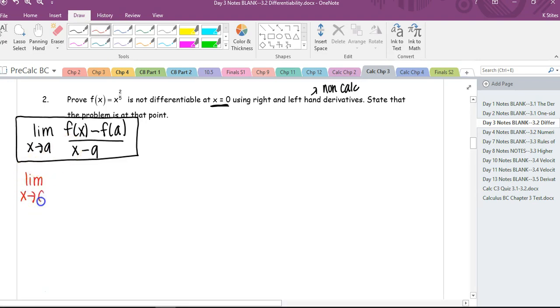So I'm approaching 0, and I'm going to start with 0 from the left of f of x minus f of a. Well, a is 0, all over x minus a.